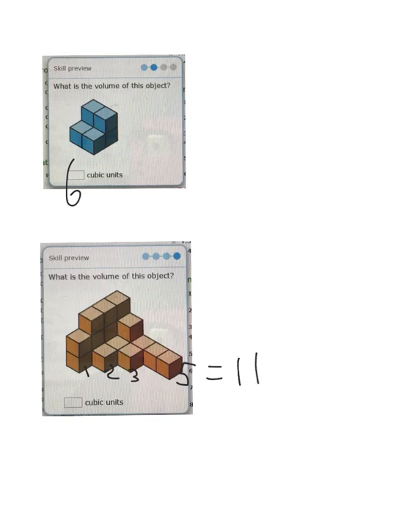Now this second layer is a little easier to count. 1, 2, the hidden one back there, 3, 4, 5. 5 for that second layer. And then obviously just 3 on top. So then I can add that all together. 11 plus 5 is 16, plus 3 is 19.